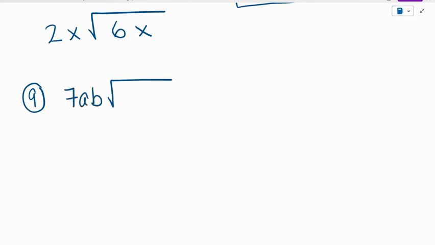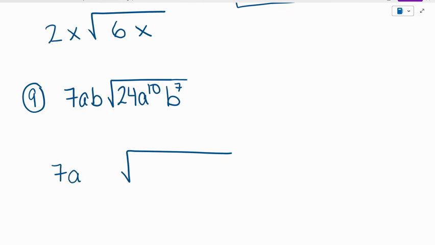Okay, let's say I have 7ab root 24 a to the 10th, b to the 7th. So I'm going to work with my variables first. The square root of a to the 10th is a to the 5th. But don't I already have an a on the outside? So that's going to become a to the 6th.